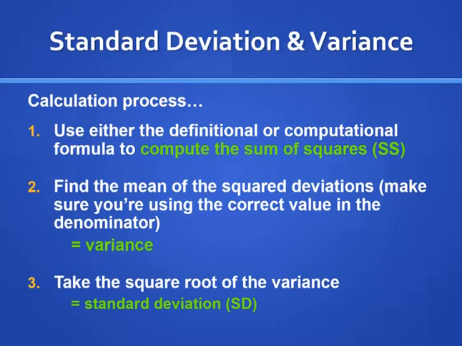So first, we use either the definitional or computational formula to compute the sum of squares. Once we have that, we find the mean of the squared deviations. Make sure you're using the correct value in the denominator. If it's for a sample, you divide sum of squares by n minus 1. If it's for a population, you're dividing sum of squares by n. Once you've computed the variance, you just take the square root of the variance in order to compute the standard deviation. So you have these three distinct steps.